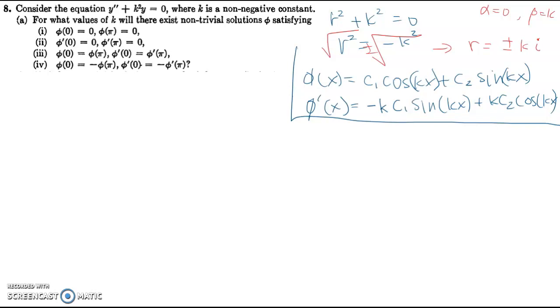Okay, so let's go ahead and do part 1 of A. So let's plug in 0 into phi. So that gives us C1 cosine of 0 plus C2 sine of 0. Okay, so we know that sine of 0 is 0 and cosine of 0 is 1, so this is C1. And that's given to us as 0, so we have found our C1 value. Let's go ahead and plug in pi. Sorry, I plugged in 0 just now, not pi.